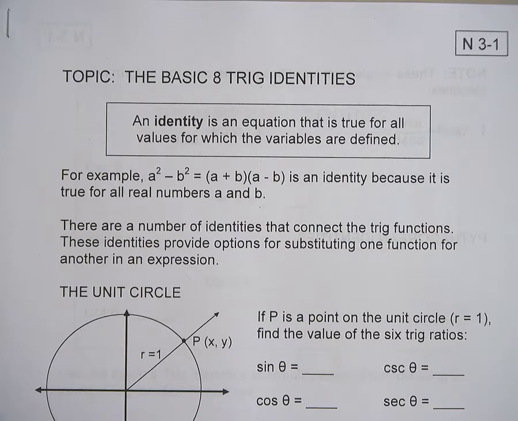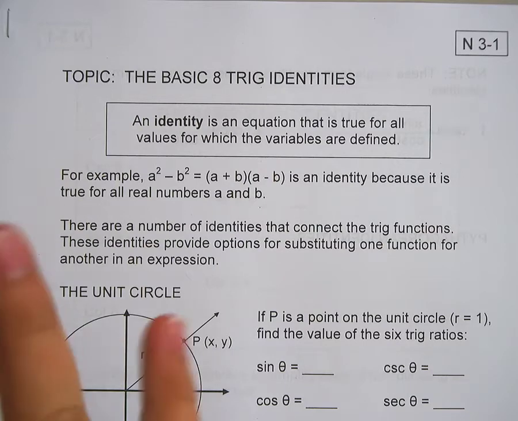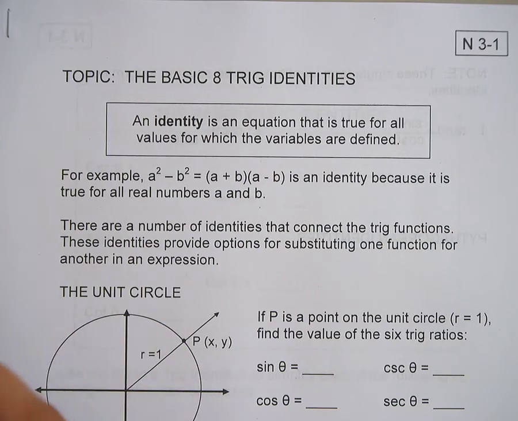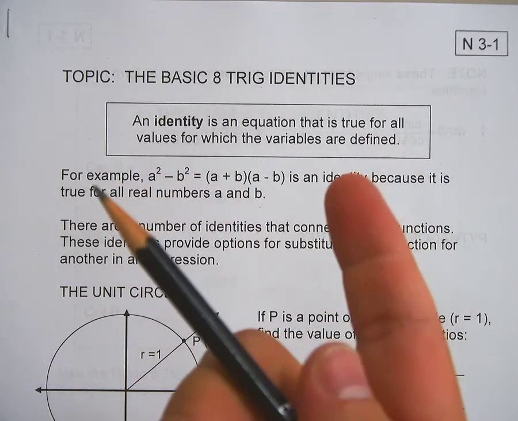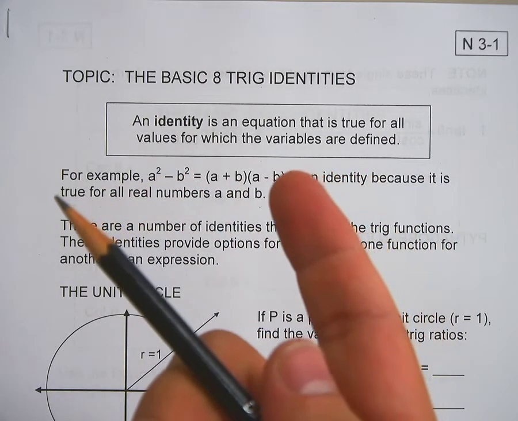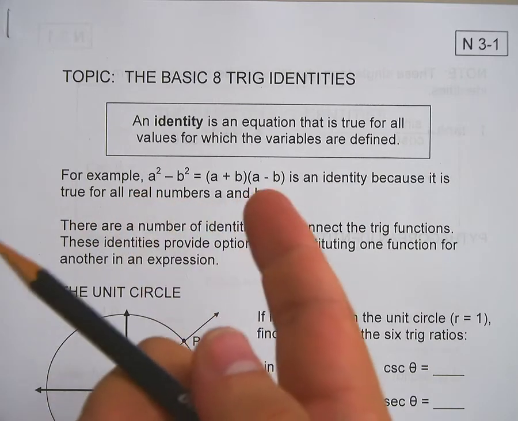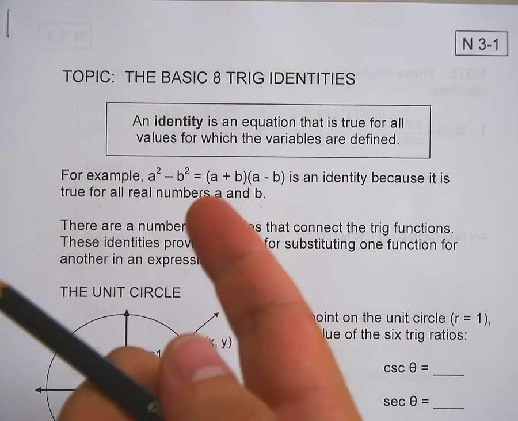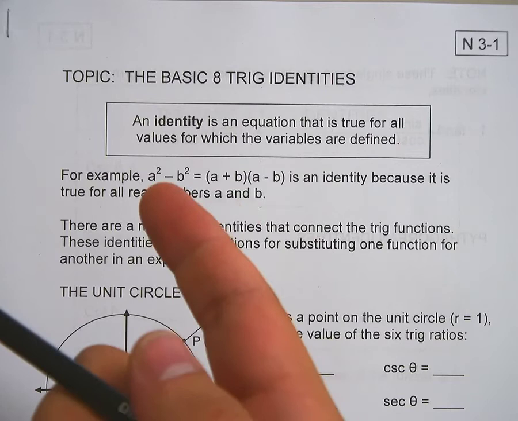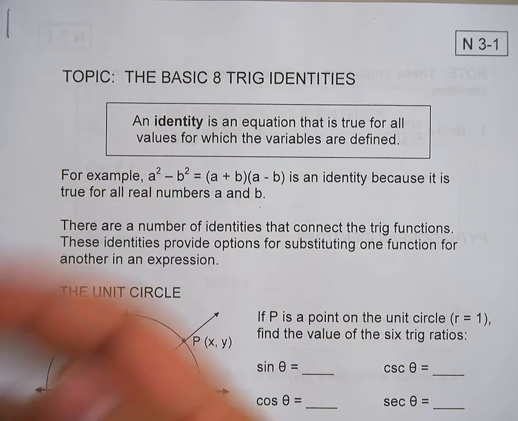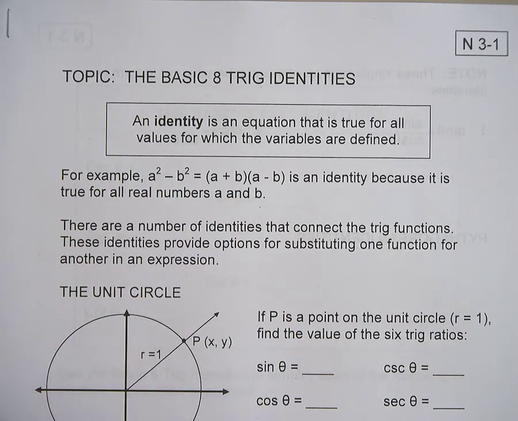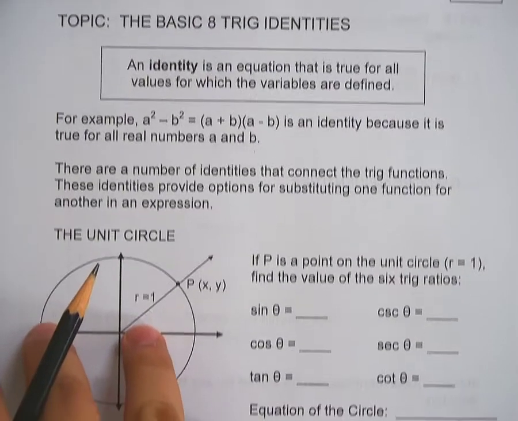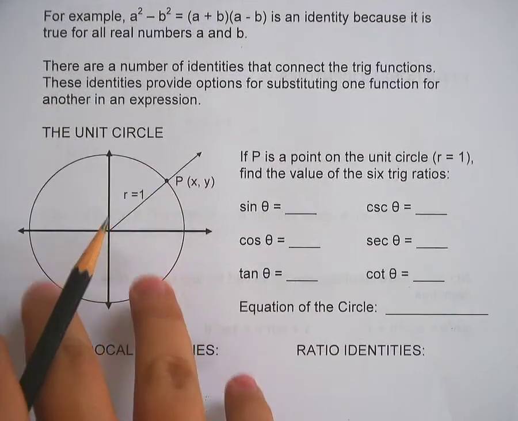Now there are a lot of identities that connect your trig functions. What these identities do is give us options for substituting one function for another function. It's kind of like if I give you an equation like this and I say a is 2, well then you can put a 2 here, a 2 here, and a 2 over here. That's what trig identities do, they let us substitute one in for another.